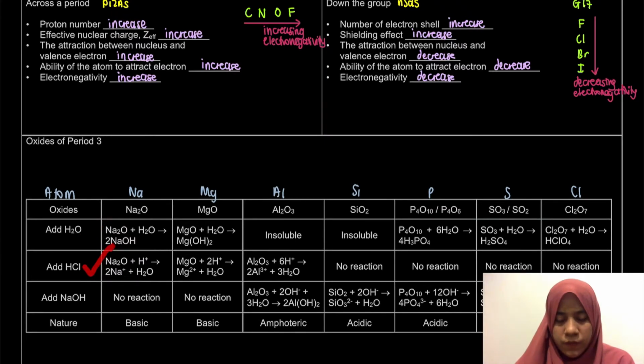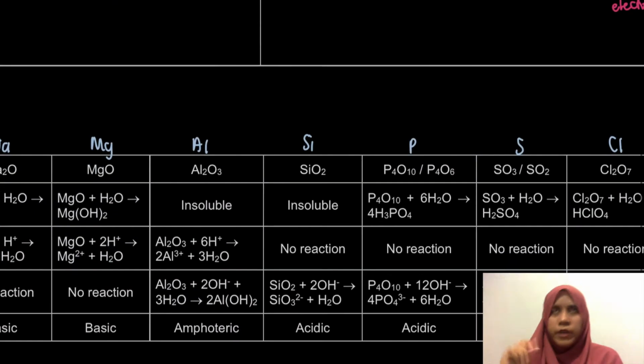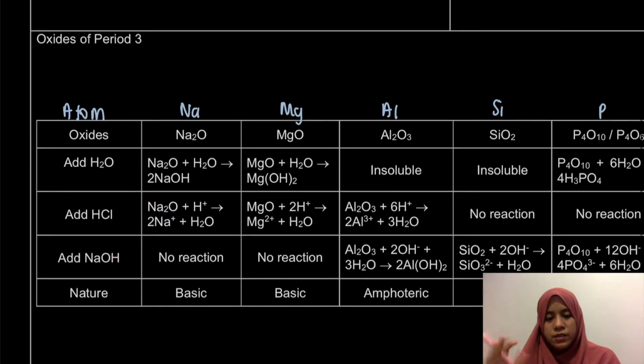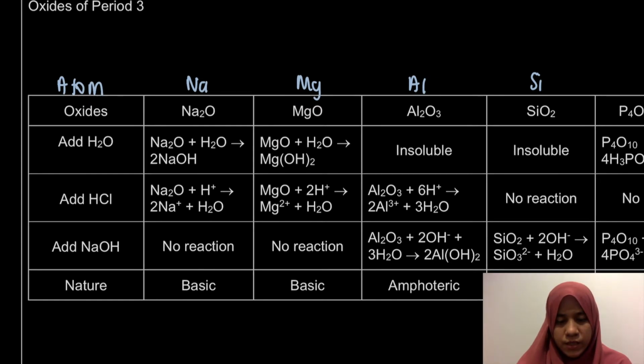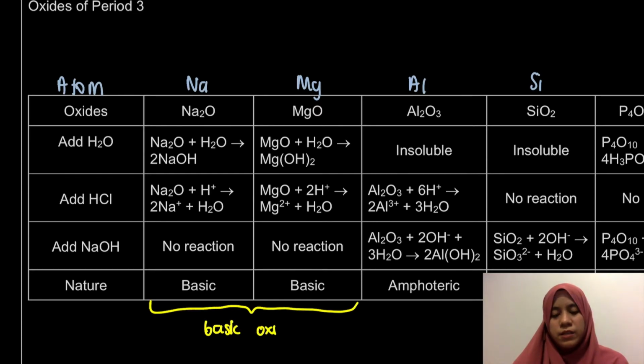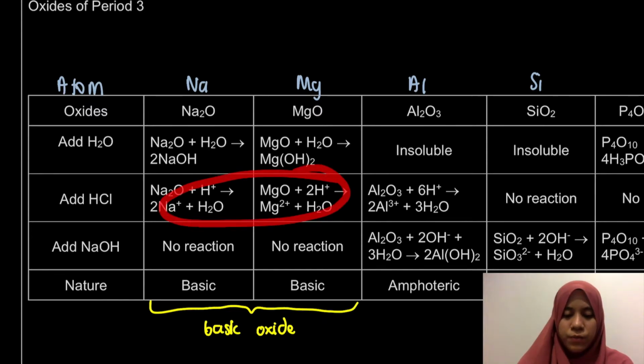For the oxides, there's not much to explain. It's just important for you to know that sodium and magnesium oxides are basic oxides. Why do we say they are basic oxides? Because they will react with acid, but they do not react with a base.